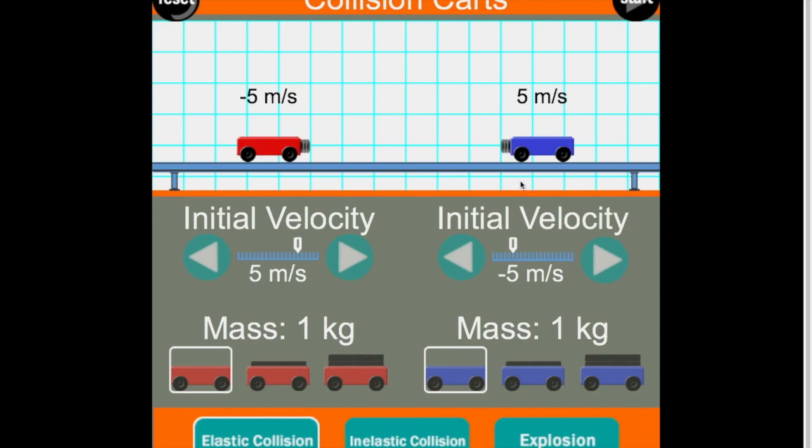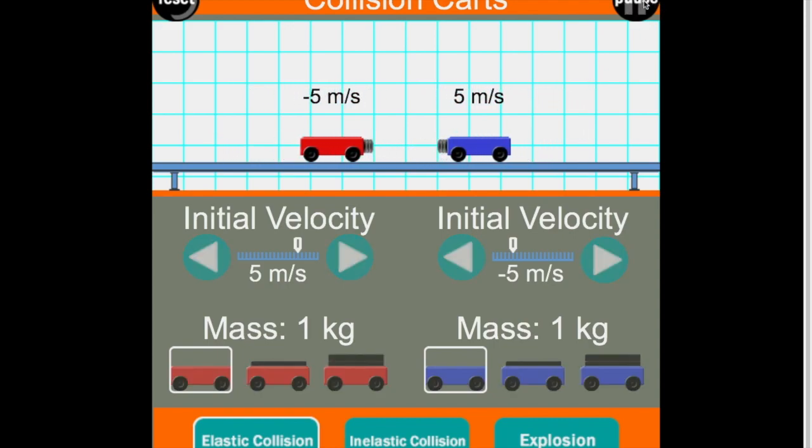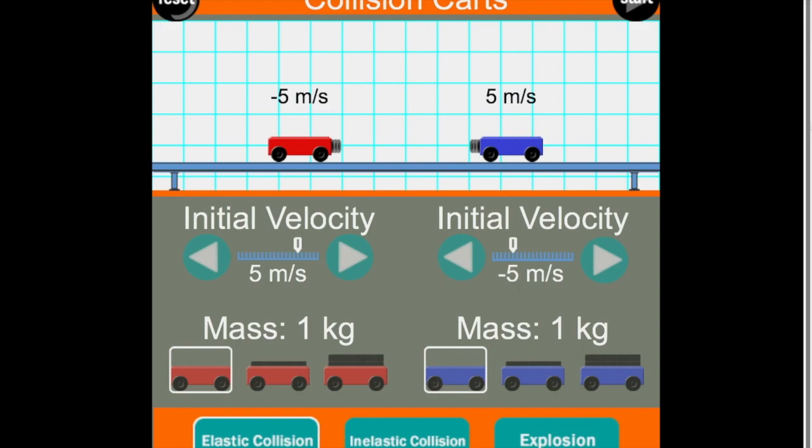Did you see that? They perfectly swapped velocities. I'll do it one more time. So the one that was moving to the left initially with a -5 meter per second velocity is now moving to the right. And this object, which was moving to the right with 5 meters per second, is now moving to the left, negative.